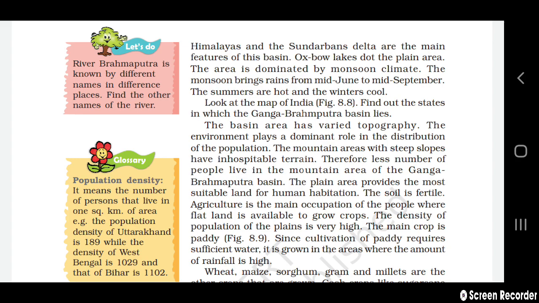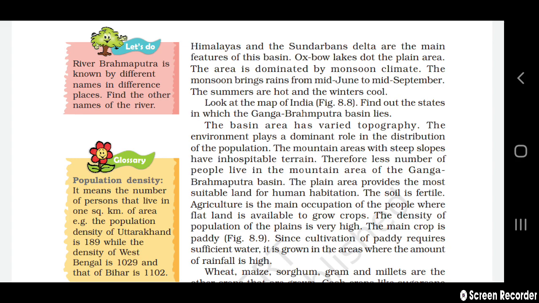Oxbow lakes dot the plain areas. The area is dominated by monsoon climate. The monsoon brings rains from mid-June to mid-September, and the summers are very hot and the winters are very cold in the Ganga Brahmaputra region.